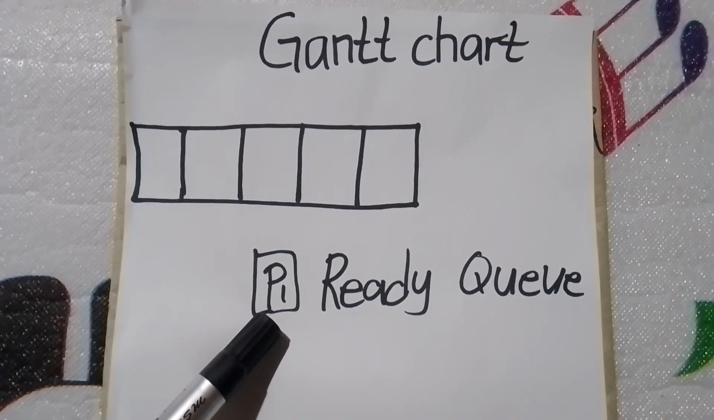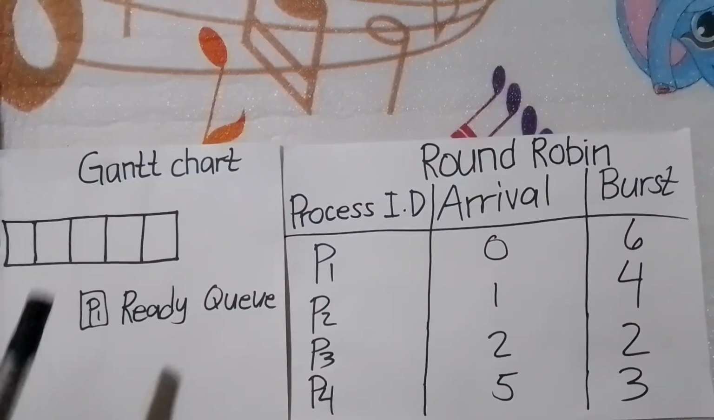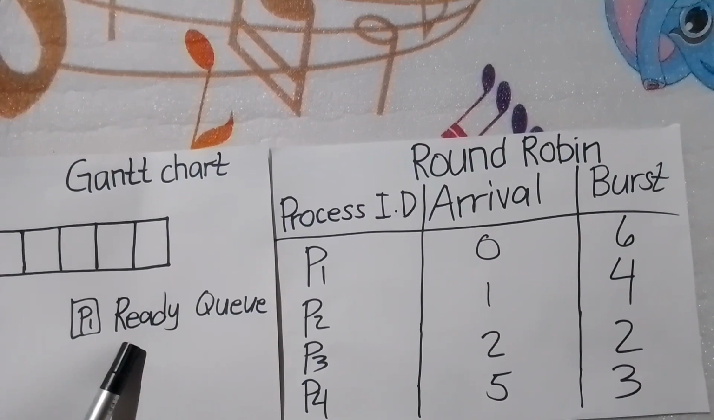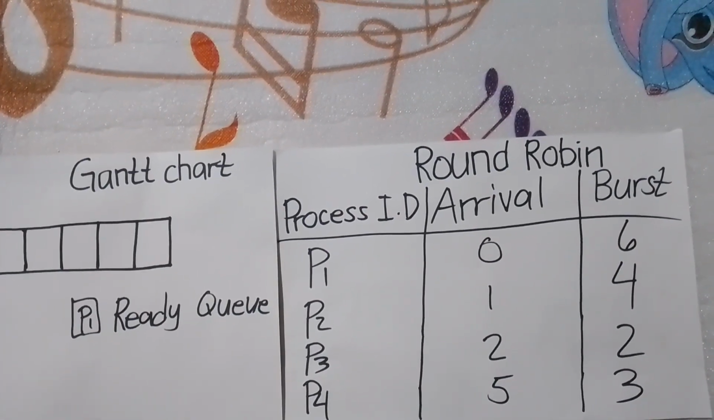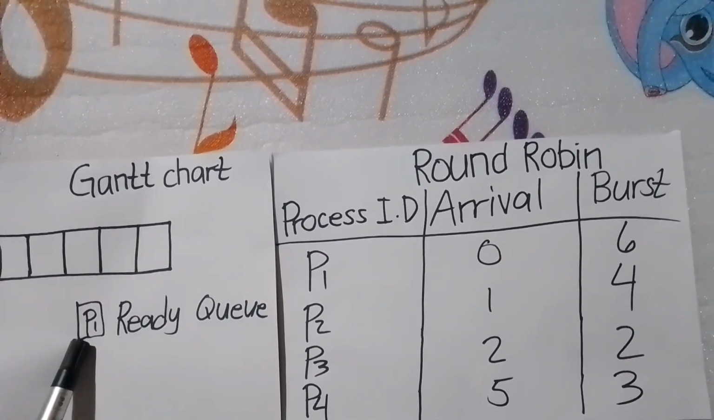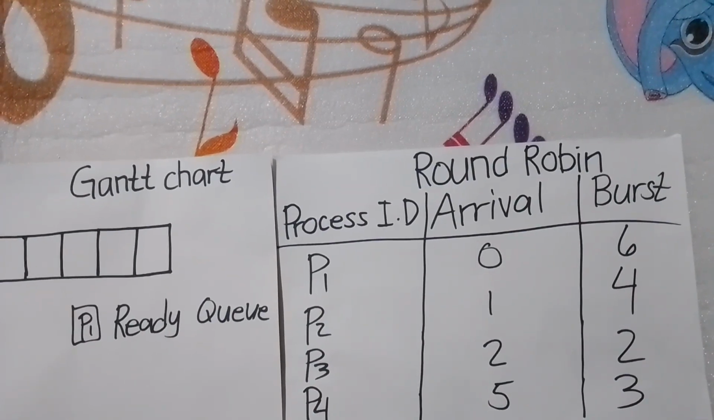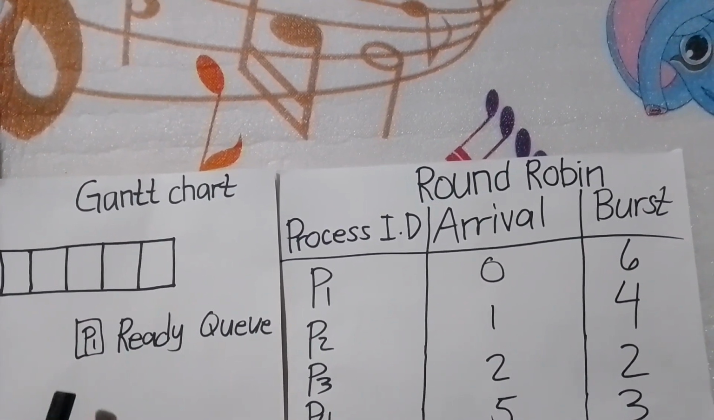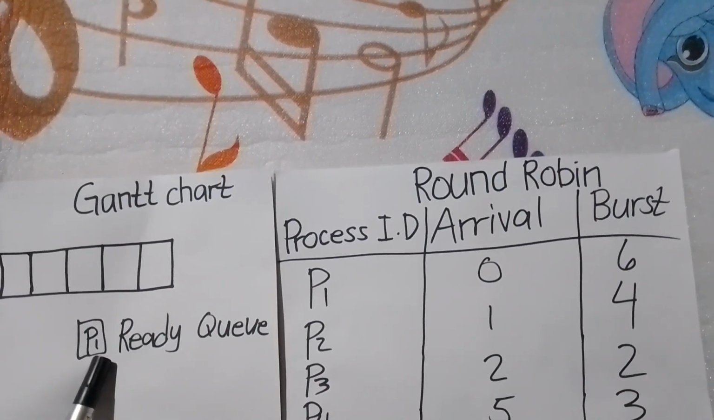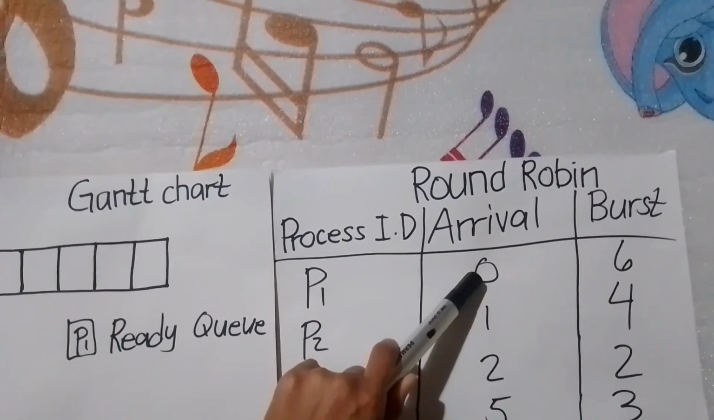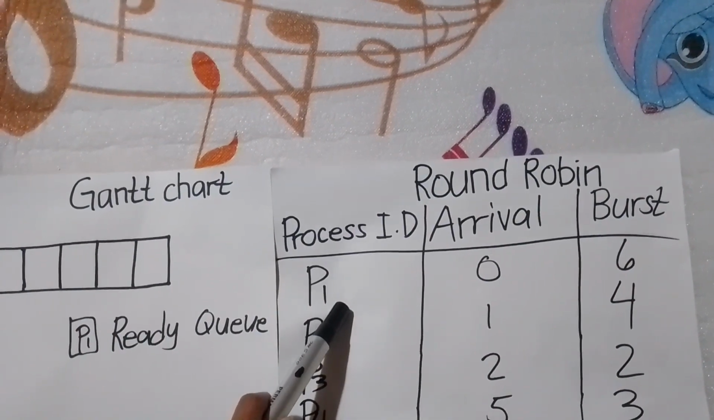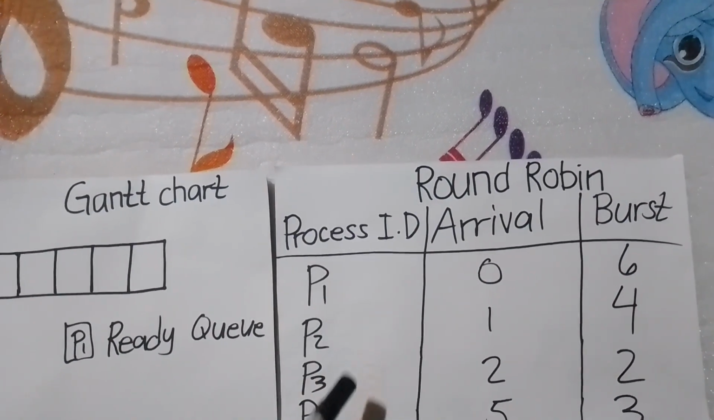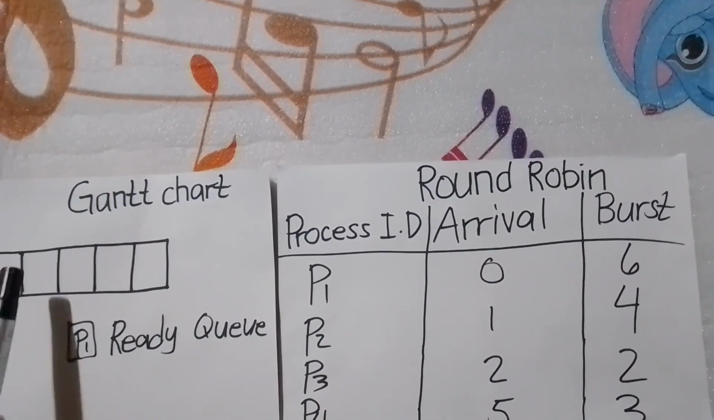At the time of 0, this is my Gantt chart and the ready queue. First in the ready queue is P1, but before that, I have a quantum time of 3. So P1 is in the ready queue. At the time of 0, P1 arrives, and we proceed to the Gantt chart.